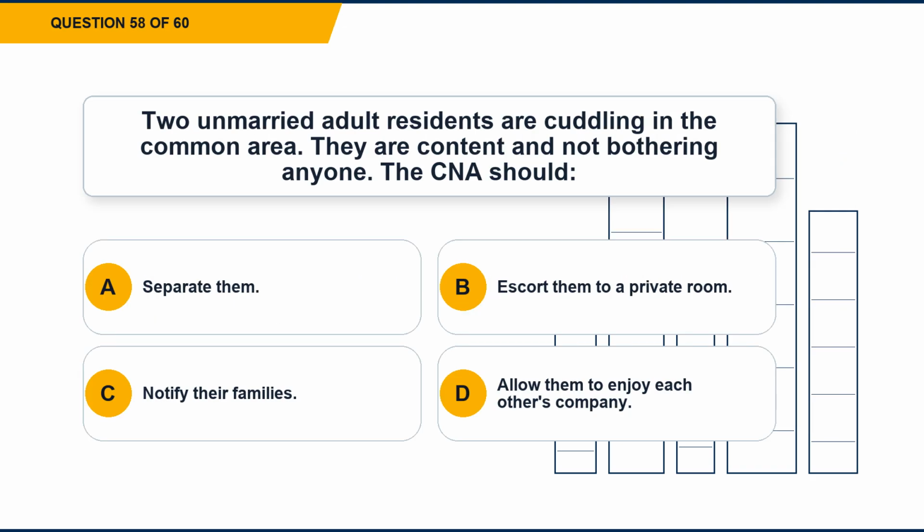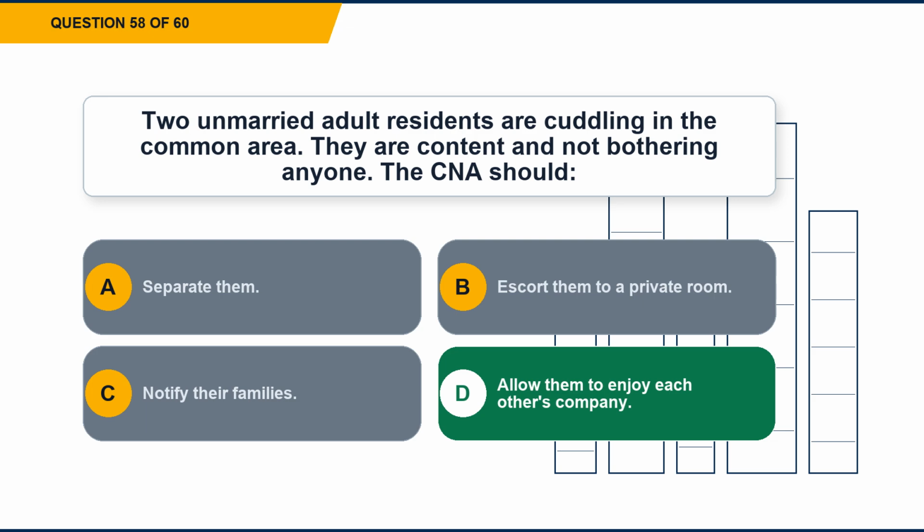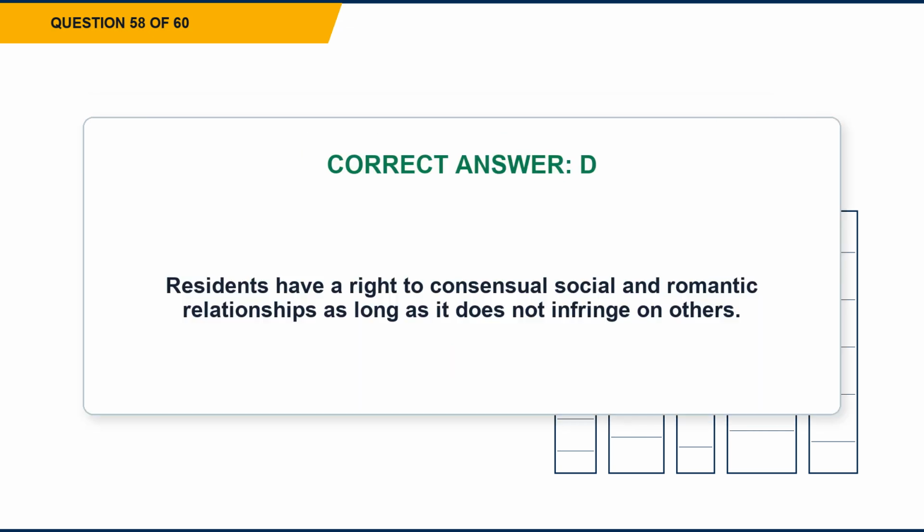Question 58. 2 unmarried adult residents are cuddling in the common area. They are content and not bothering anyone. The CNA should: Option A, separate them. Option B, escort them to a private room. Option C, notify their families. Option D, allow them to enjoy each other's company. The correct answer is option D, allow them to enjoy each other's company. Explanation. Residents have a right to consensual social and romantic relationships as long as it does not infringe on others.